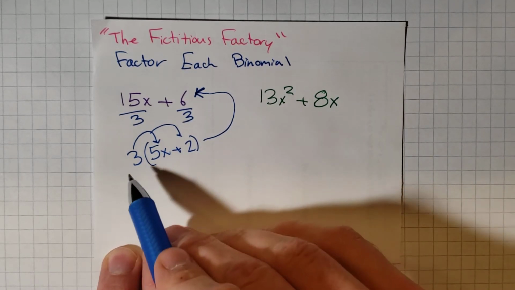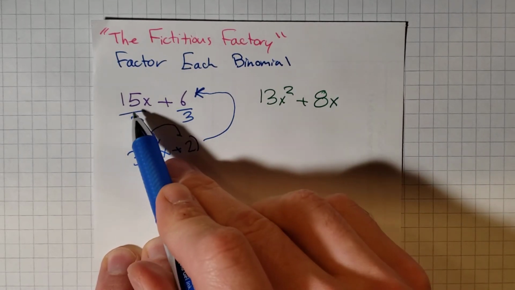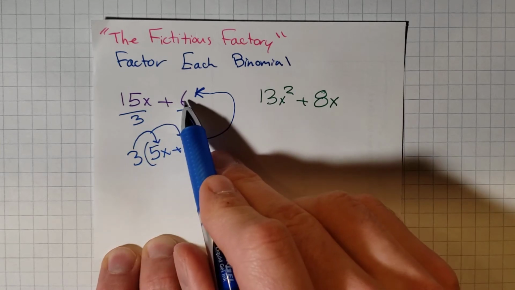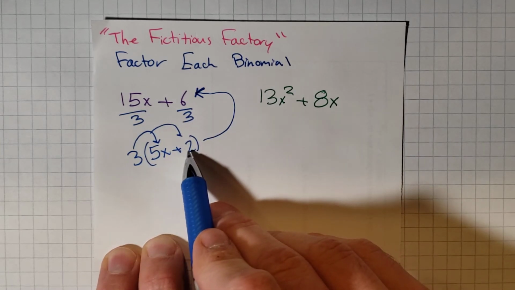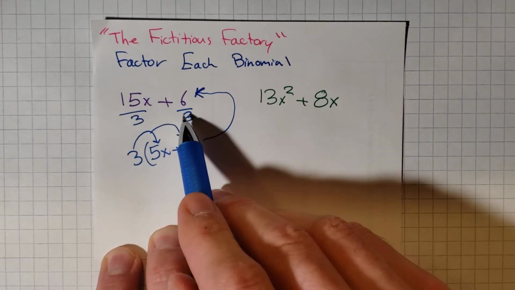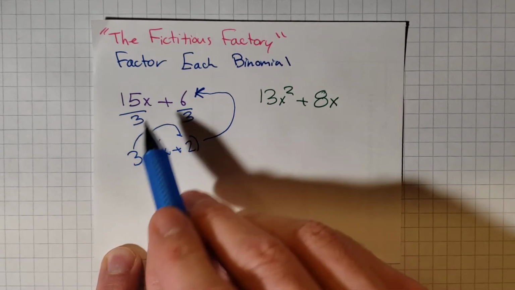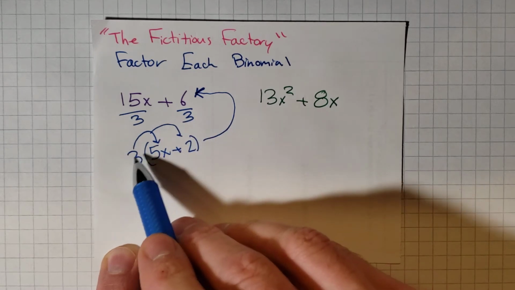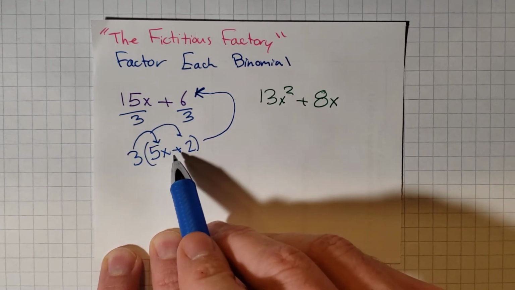3 is the most we could take out. If we try to take out like a 5, 6 divided by 5 is not going to be pretty. That's going to be a decimal. We don't want that. We don't want ugly fractions or decimals. 3 is the most we could take out. So find your GCF, take it out, put the GCF times the stuff.